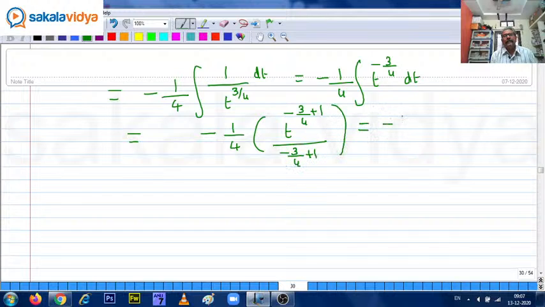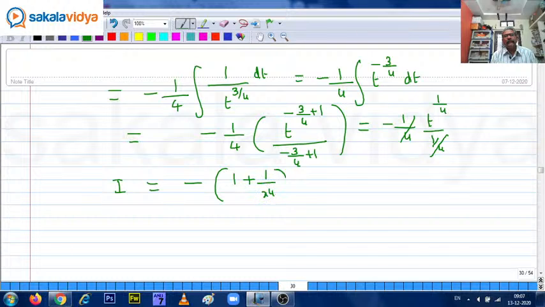So, very interesting: minus 1 upon 4 into t to the power 1 upon 4, with 1 upon 4 and 1 upon 4 canceling. This will be I equals minus of t, where t stands for (1 plus x to the power of 4) whole to the power of 1 by 4, plus the constant of integration. This can be rewritten as minus of (1 plus 1 upon x to the power of 4) whole to the power of 1 by 4 plus c.